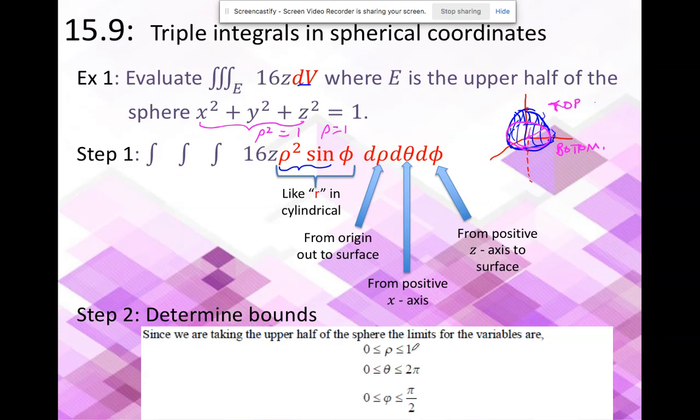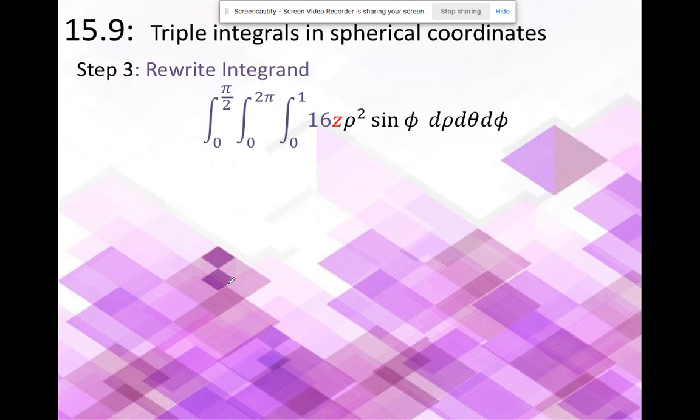So here's my distance out to the origin. Here's me rotating all the way around in the xy plane to get the entire hemisphere. But since phi goes from 0 to pi and I only have a hemisphere, I only need to go to pi over 2, right? This distance here. So there's my bounds.